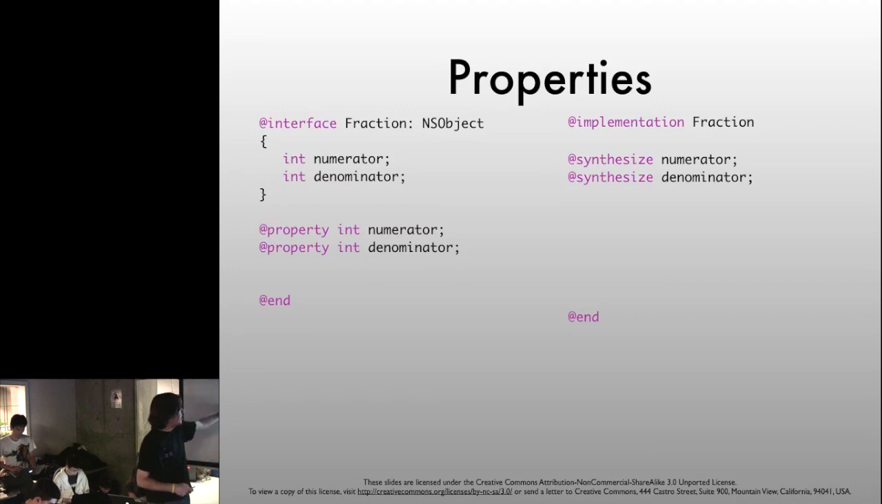The property syntax here in the interface basically says I'm going to define... You could effectively replace this with the two method declarations that would come out of this: int numerator and void setNumerator: int numerator. The property line just says this class provides two methods called setNumerator and numerator for getting the two values. Does that make sense? And then the synthesize line just says compiler, write those methods for me.